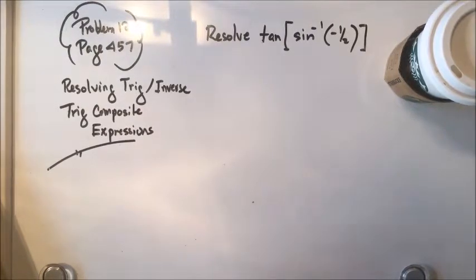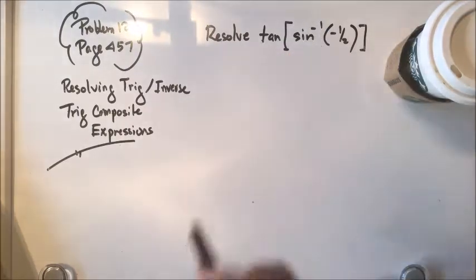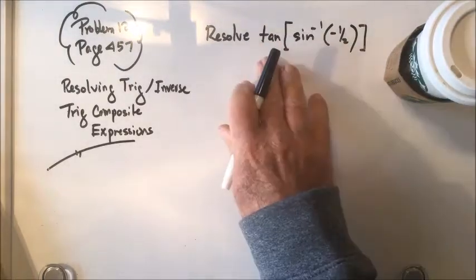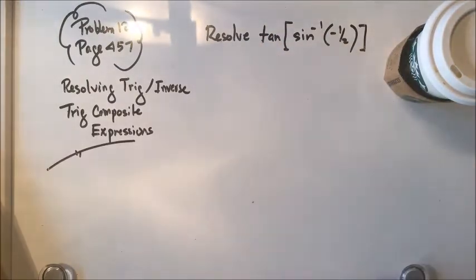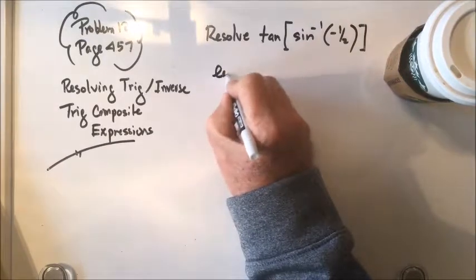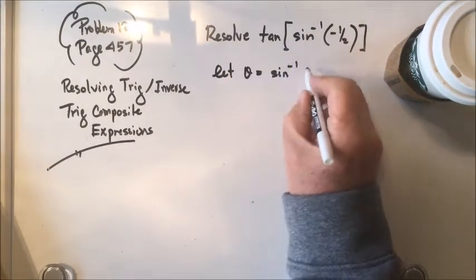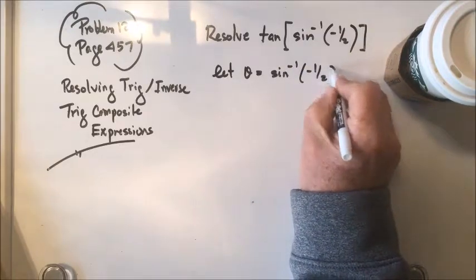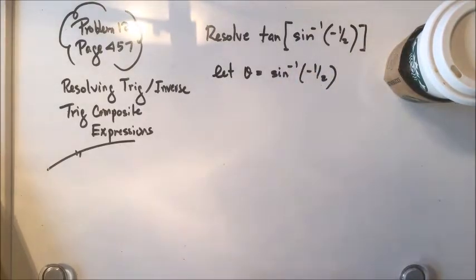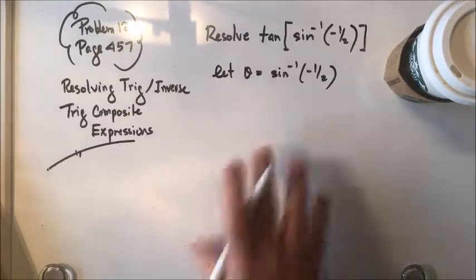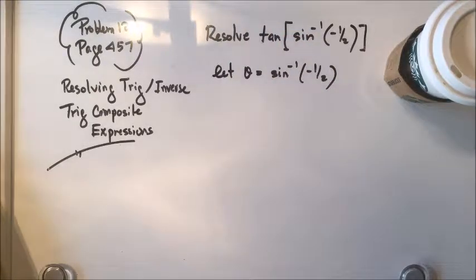Resolve tan of arcsine of minus 1/2. So the first thing to recognize is that these arc functions, this arcsine, is an angle. That's why it's sitting in the argument of a tangent. Okay, and in fact, let's just let this angle, arcsine of minus 1/2, be equal to theta. If I can find theta, I can find the tangent of theta. So that's what we're all about here.